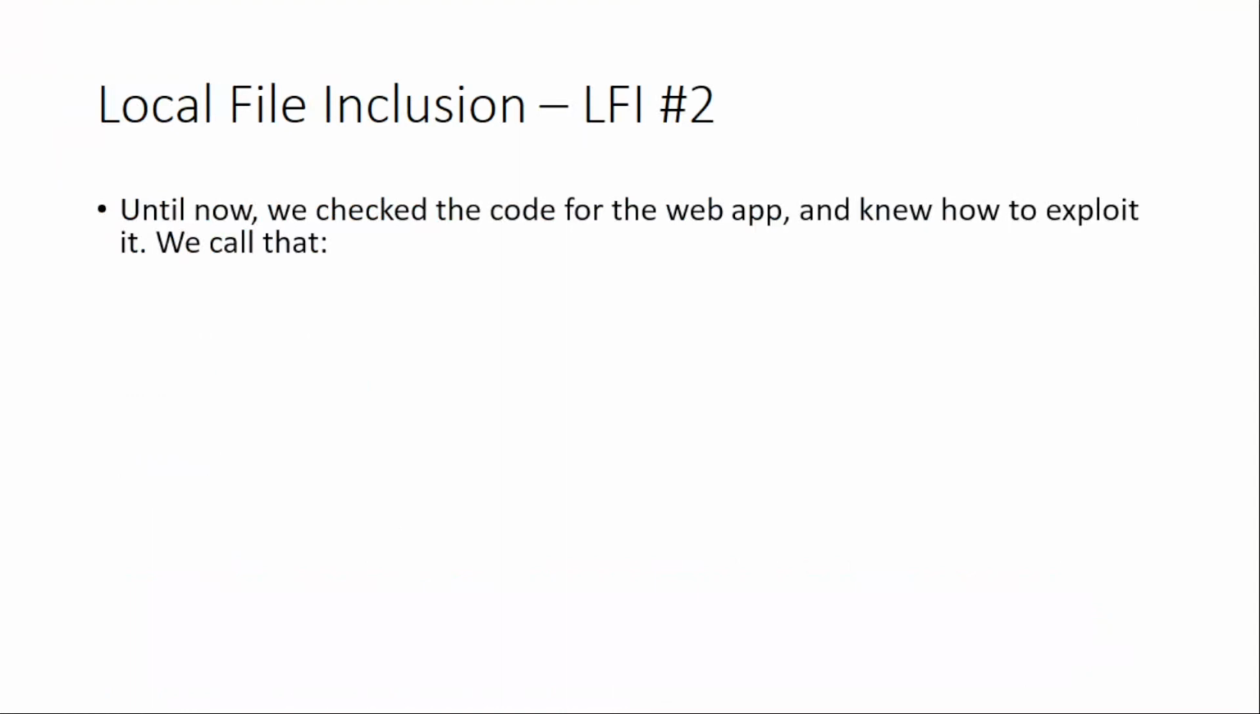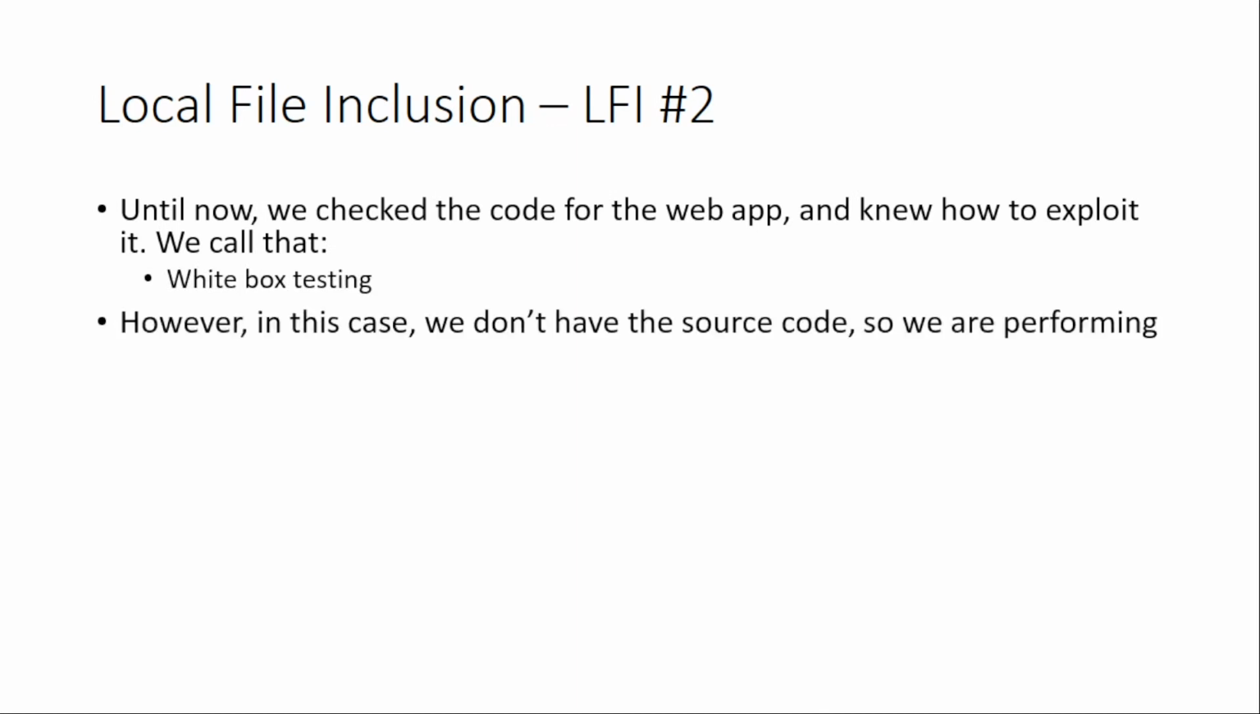Next. So until now we were able to check the code for the web app and knew how to exploit it. And we call that white box testing. However, in the following cases, we don't have the source code. So we are performing what we call black box testing. In black box testing, errors are significant in understanding how the data is passed and processed into the web app.